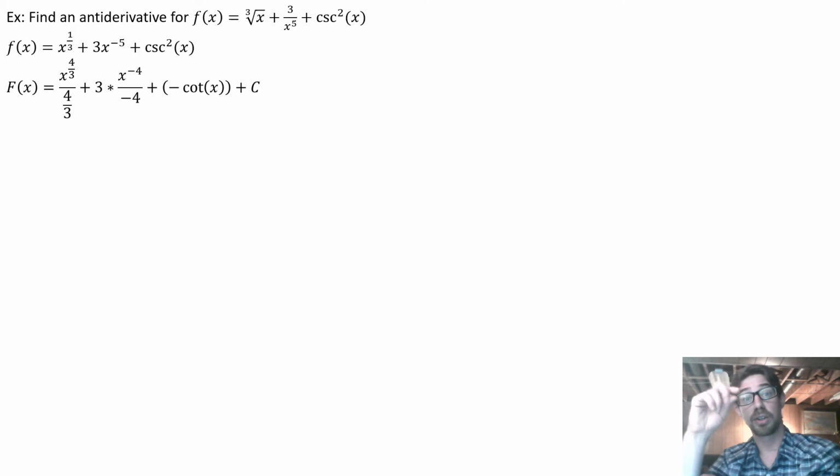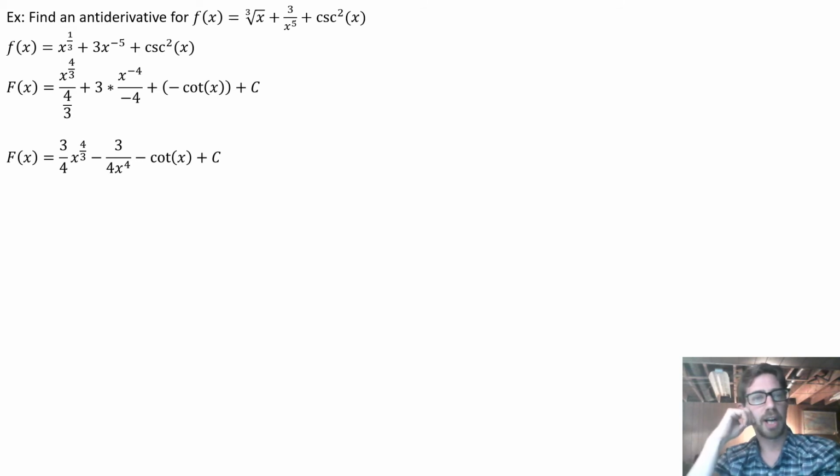And then the derivative, let's think, the derivative of cotangent is negative cosecant squared. That cosecant squared should have rung a bell. So just like with cosine, the derivative of negative cotangent is negative cosecant squared. So the antiderivative of cosecant squared is negative cotangent. And then don't forget the plus C.